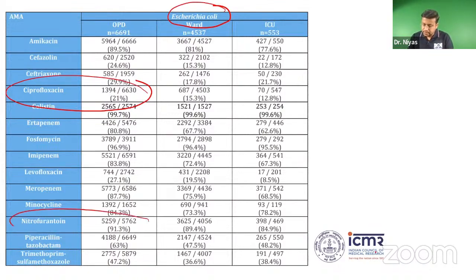Now look at this agent. This is called nitrofurantoin. It's a urinary antibiotic which achieves excellent concentration in the urinary tract. And look at its sensitivity. Around 91.3% of the isolates are susceptible, making it an excellent choice for treatment of acute cystitis in our setting. You have another antibiotic called fosfomycin, which has an even higher susceptibility, that is 96.9%. It can also be used.